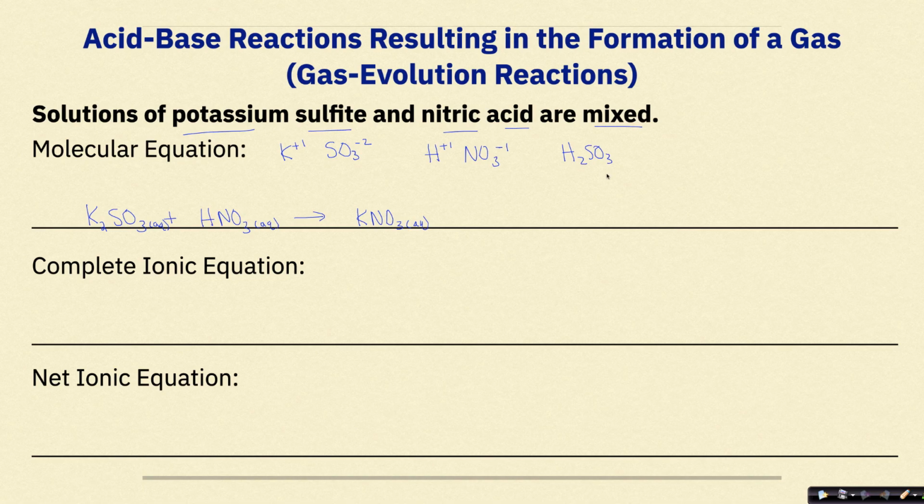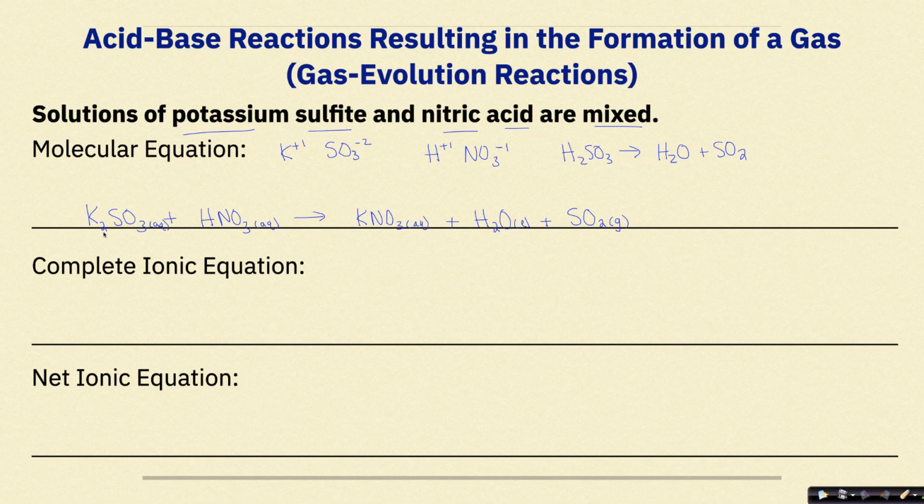H2SO3. H2SO3 is one of those very unstable compounds that we've just talked about, and it will automatically break down into H2O and SO2. So we're not going to write H2SO3 in our molecular equation. Instead, we're automatically going to go to our more stable products of H2O liquid plus SO2 gas. Excellent. Now we're going to balance this.